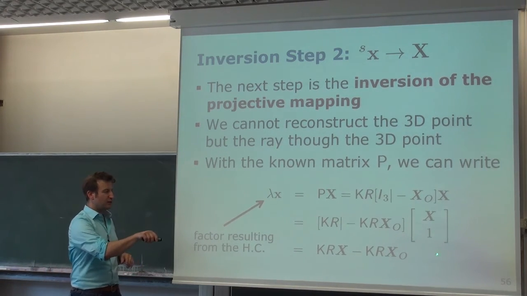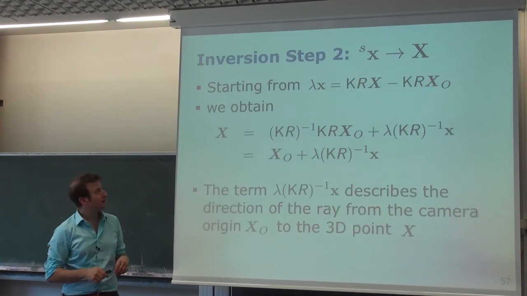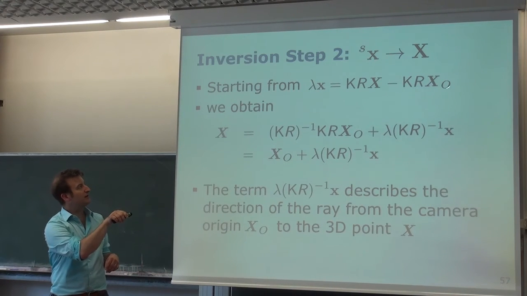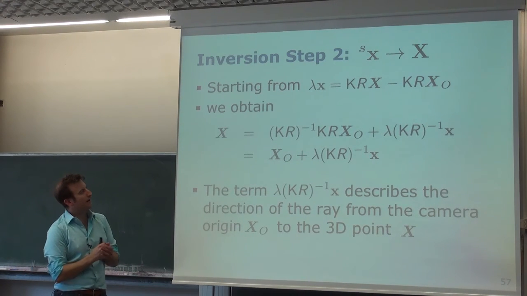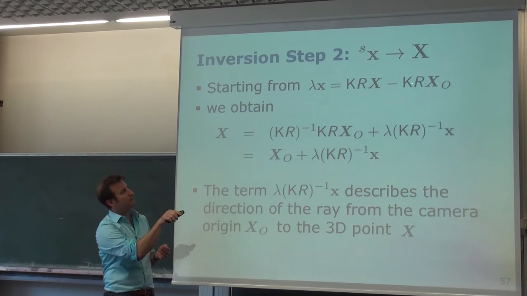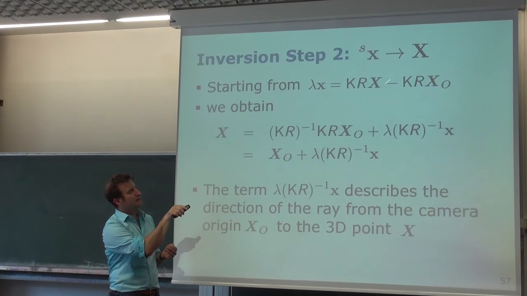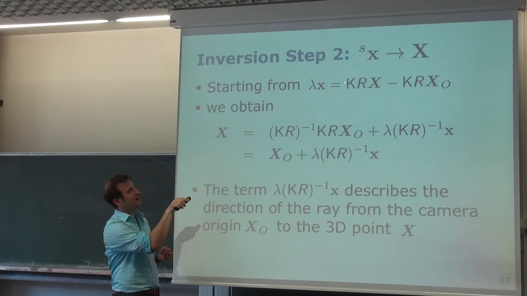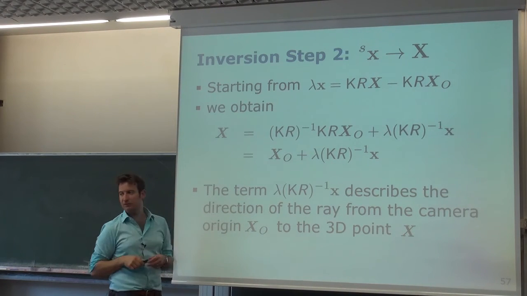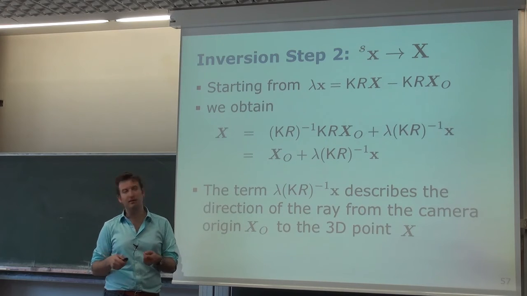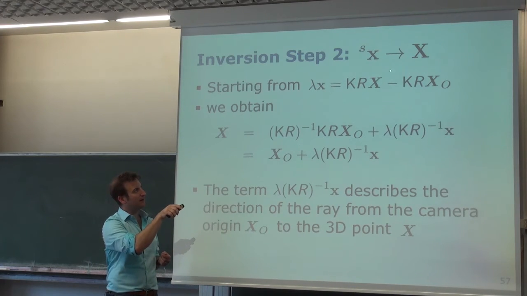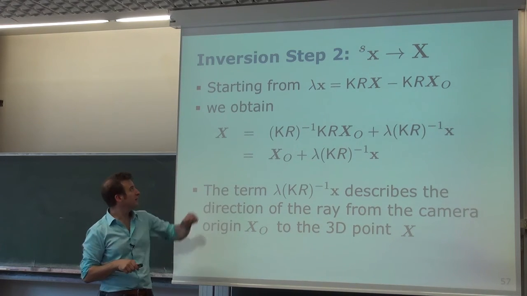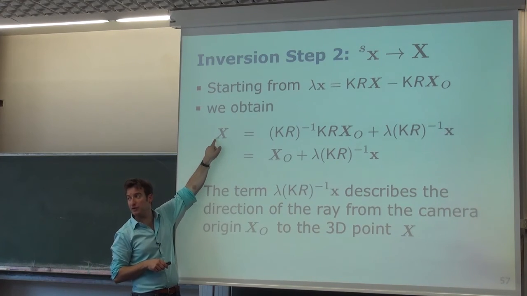So now I take this equation and copy it to the next slide. We start from this equation over here. What I now want to do is move this block here to the other side and multiply from the left-hand side with kr to the power of minus 1, to obtain my vector x. So this is my vector x in the Euclidean coordinates.